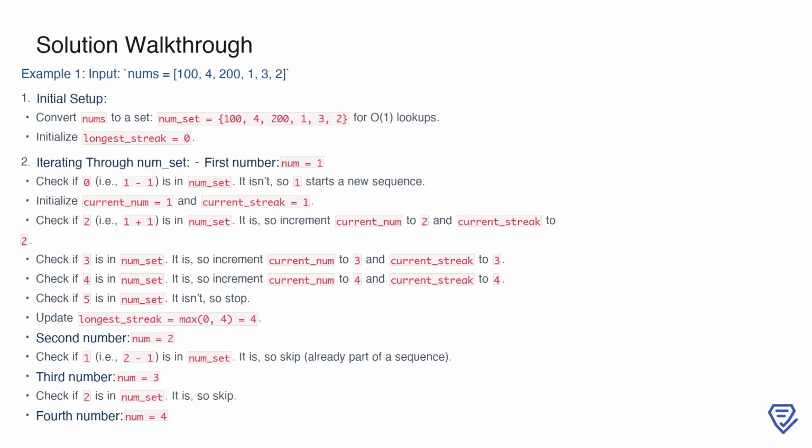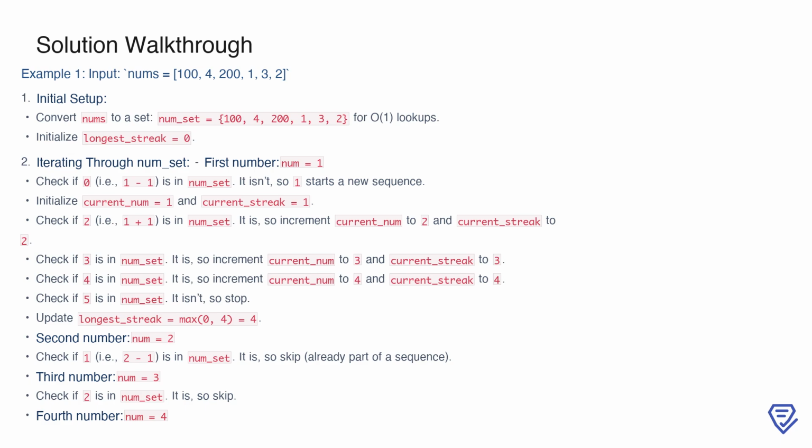We initialize current_number to 1 and current_streak to 1. We then check if 2 exists in the set, which it does, so we increment current_number to 2 and current_streak to 2. Similarly, we find 3 and 4 in the set, incrementing both variables accordingly. However, when we look for 5, it's not in the set, so we stop the sequence and update longest_streak to the maximum of its current value and current_streak, which is 4.